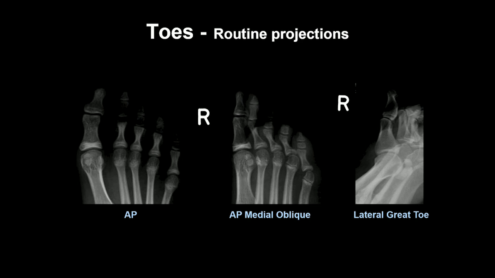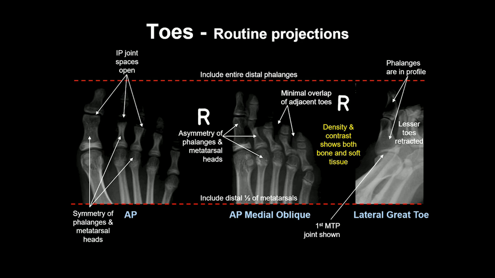Now moving to the lower limbs. So here we have the toes, and the projections here are an AP, medial oblique, and the lateral of the great toe. Again, you want to have the interphalangeal joint spaces nice and open, and there should be symmetry and separation of the phalanges and the metatarsal heads. And on the oblique, there should be minimal overlap of the adjacent toes.